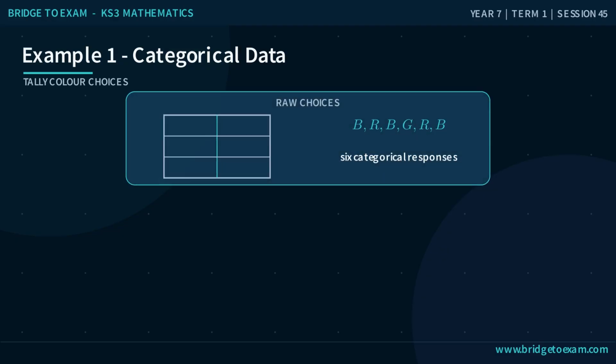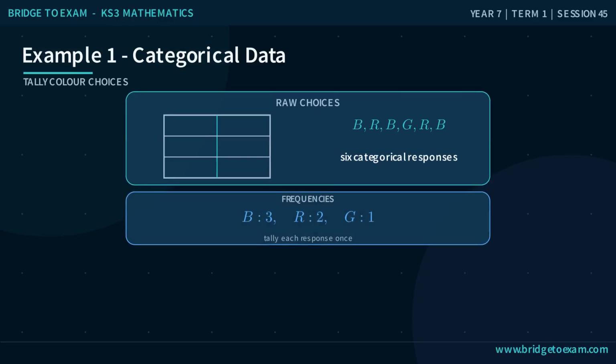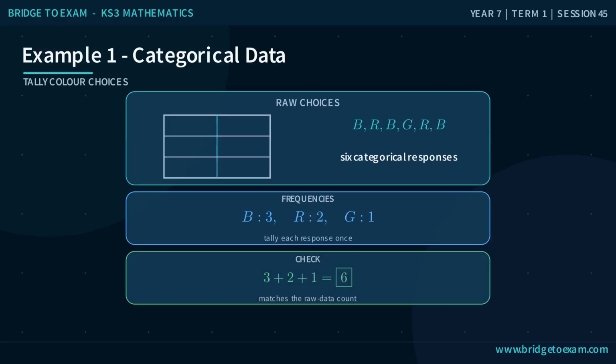Organize these color choices: blue, red, green, red, blue. Tally each response once. Blue occurs 3 times, red twice, and green once. The frequency total is 6, matching the 6 original responses.